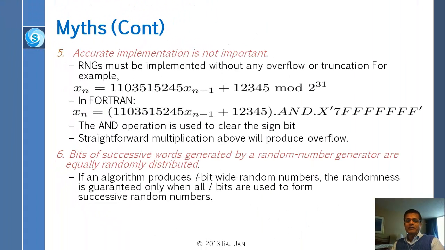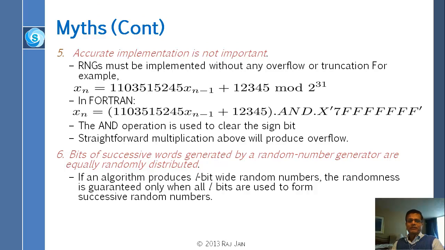Fifth thing is that accurate implementation is important, and this is very important. I think I said in the beginning that for random number generators, you really have to implement them very carefully, because if you make a mistake in implementation, have an overflow or anything like that, you have killed the generator.